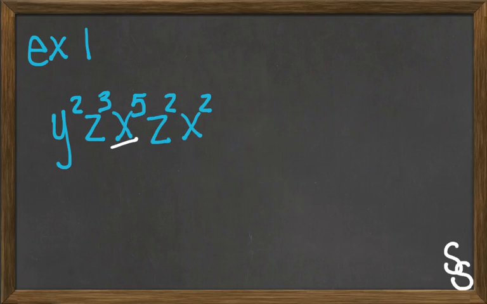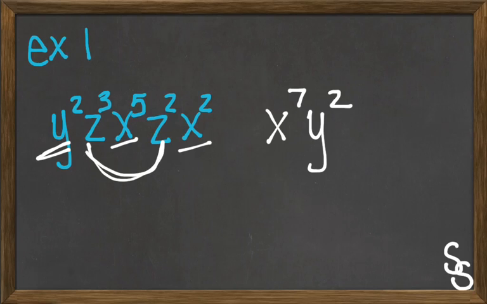So we have 2 x's here. We're going to add those exponents and get x to the 7th power. We have that 1 y, so we keep it. And then these 2 z's, add those exponents. Now, isn't that nice and neat? Much cleaner. Let's try another one.